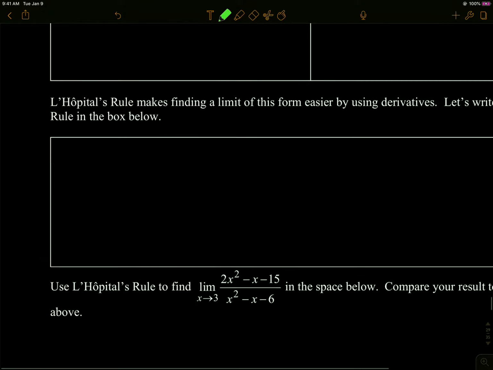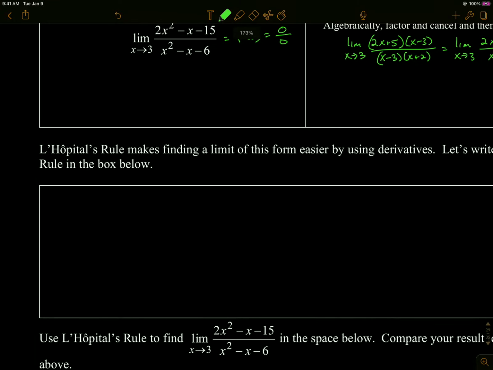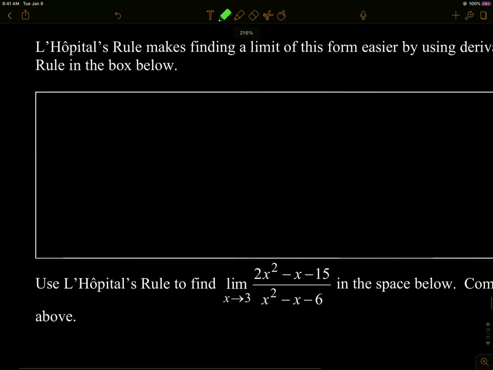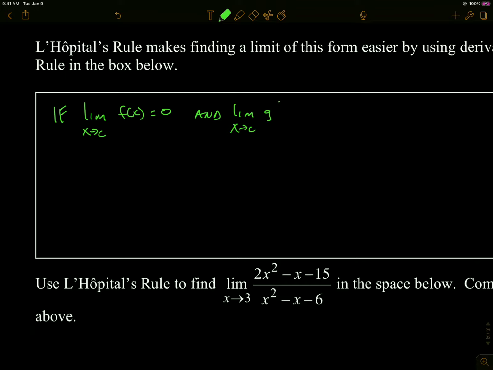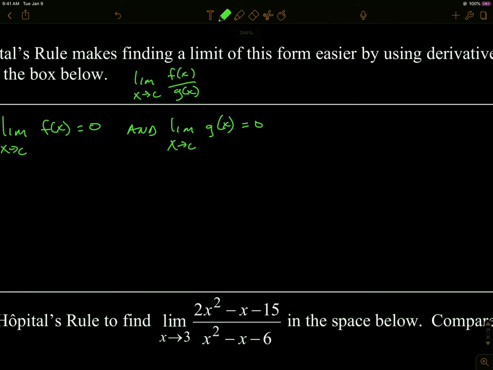So back to the story. Let's look at how we do this with L'Hopital's rule. First, we'll tell you what the rule is. So if the limit as x approaches c of f of x equals 0 and the limit as x approaches c of g of x equals 0. This is for a function, by the way. If we're trying to find the limit as x approaches c of f of x over g of x. And if the limit of the top, excuse me, is 0 and the limit of the bottom is 0, in other words, you get 0 over 0.